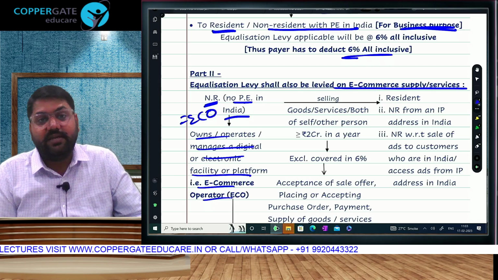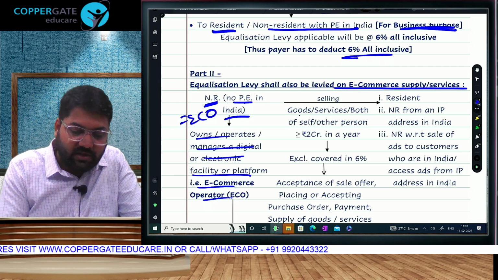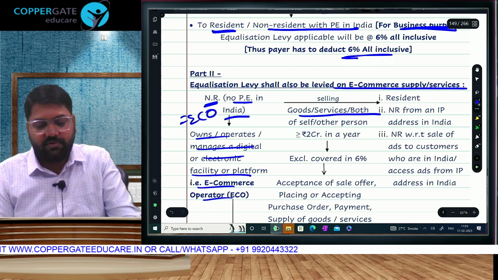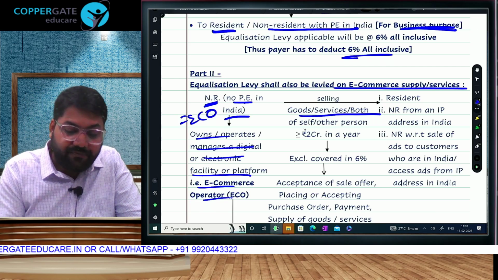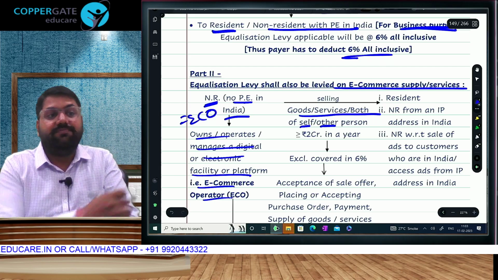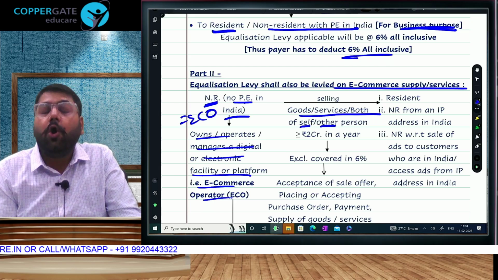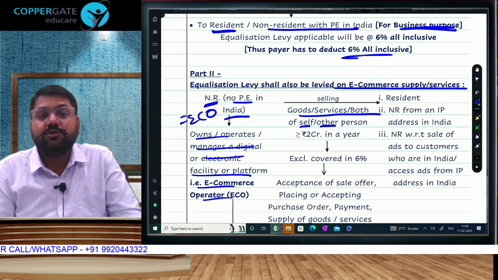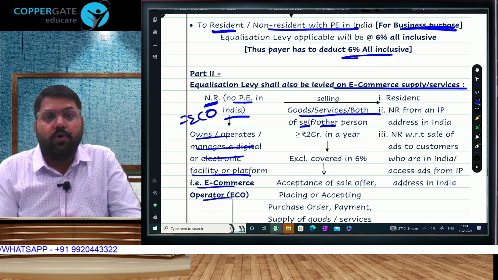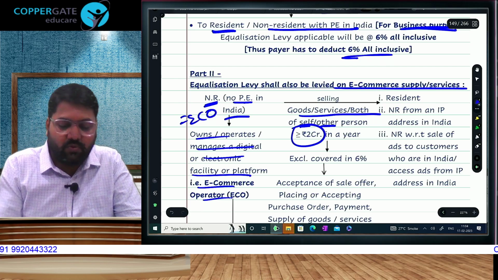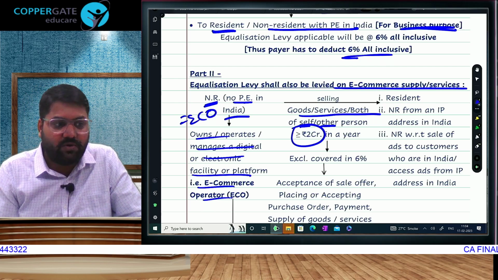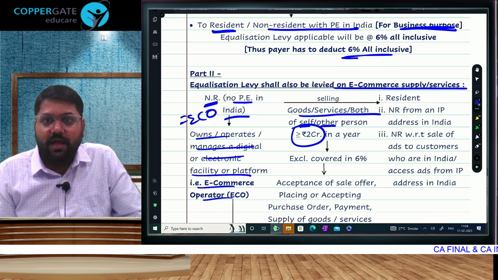What is this non-resident without PE doing in India? Selling goods, services or both. Selling goods, services or both of self or another person. Means you are selling your own goods or you are selling goods belonging to another person. You are only running a portal like an aggregator and your sales are 2 crore or more, something like Netflix. They will have 2 crore or more of sales, no? And to whom are you selling?